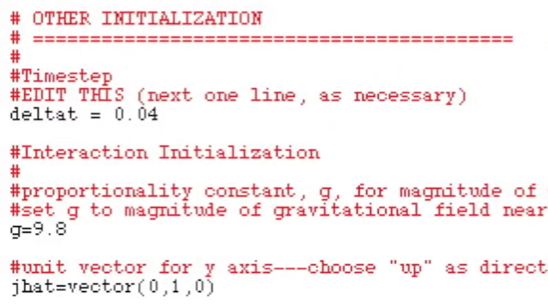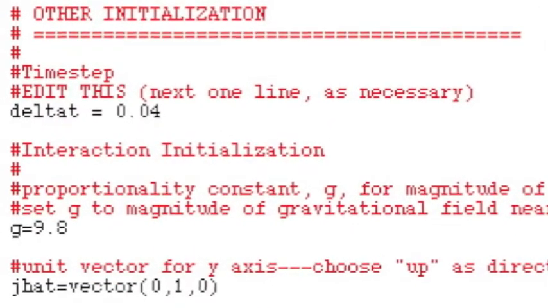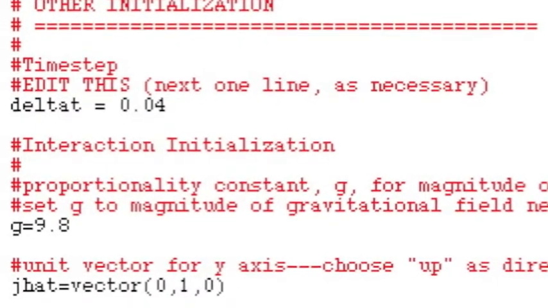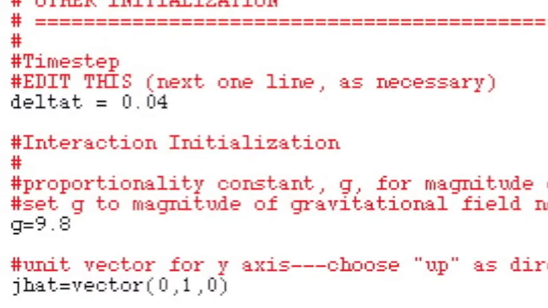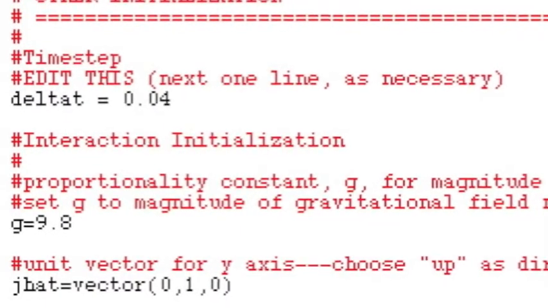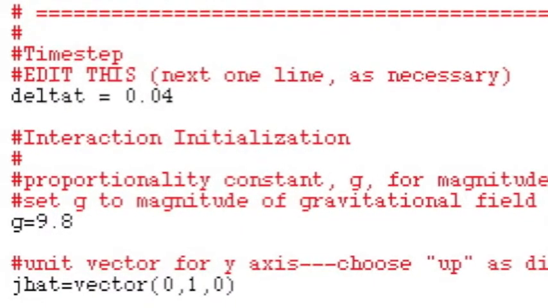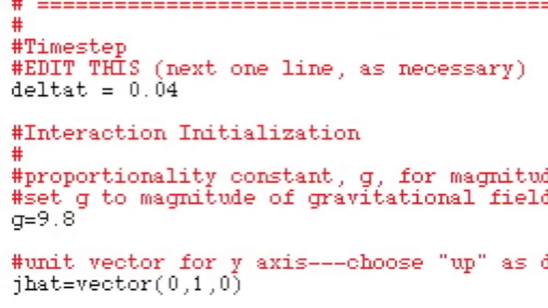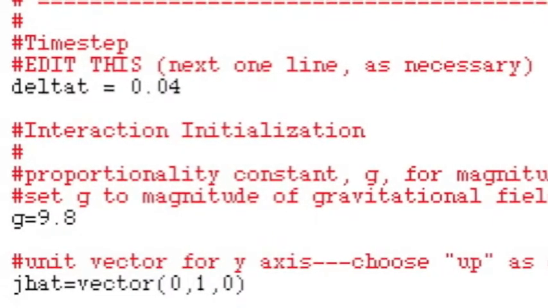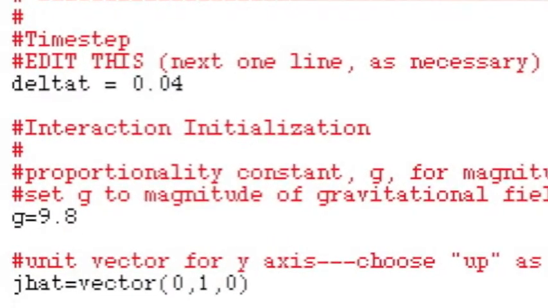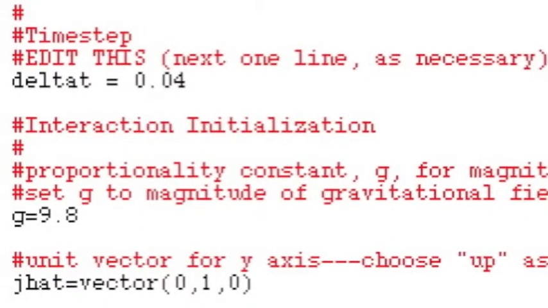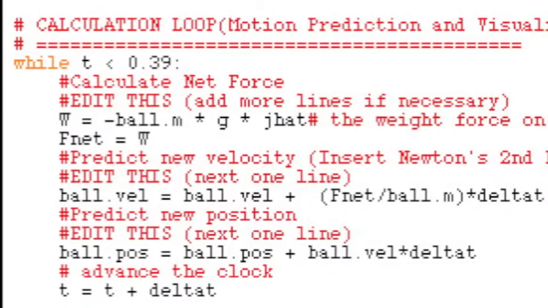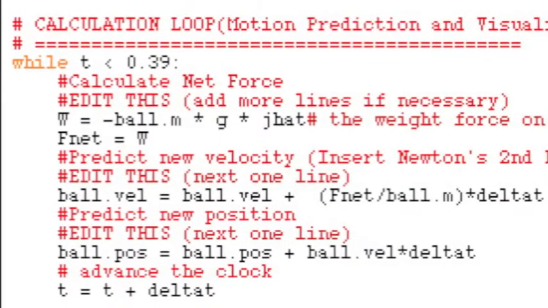For another initialization, we have the time step, or delta t, which I've set to 0.04 seconds to make it easier to compare with the smaller amount of data that I collected in the video analysis. We then have the proportionality constant g set to 9.8, being the magnitude in newtons per kilogram of the gravitational field near the Earth's surface. We will use this to help calculate our sock's weight force. Ending our initialization, we have the j hat, which is used to specify the direction of the weight force, which is along the y-axis. Now is where we put Newton's law and predict the object's motion.